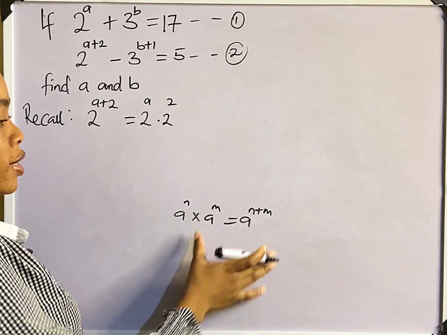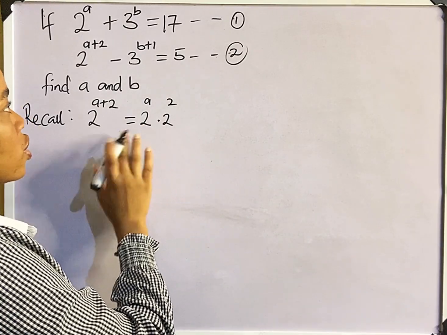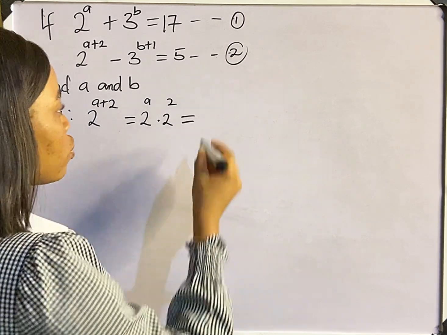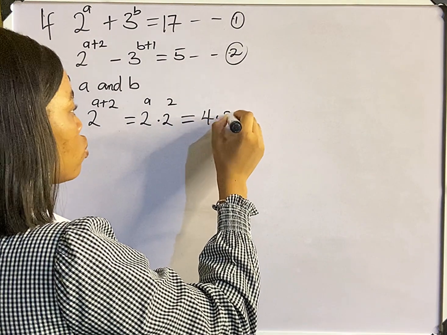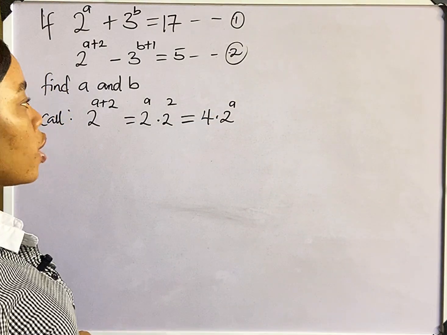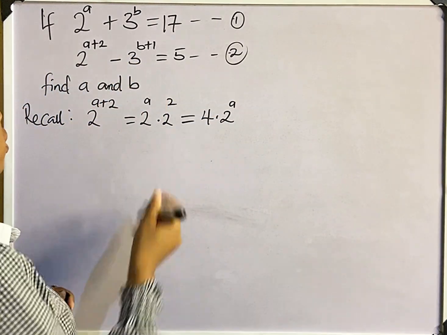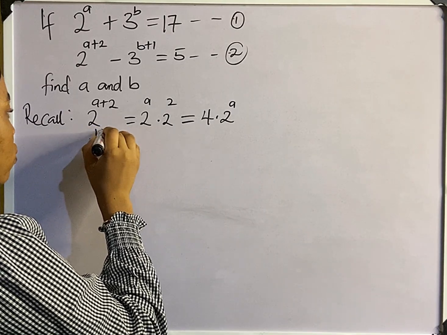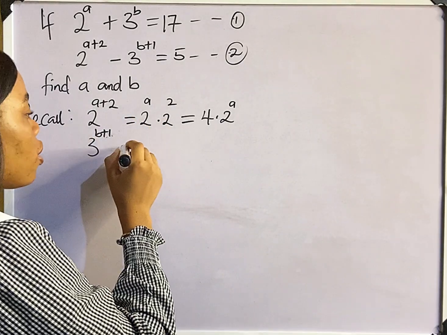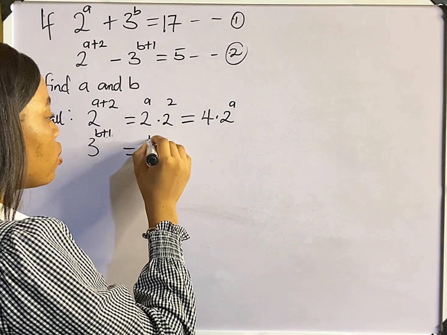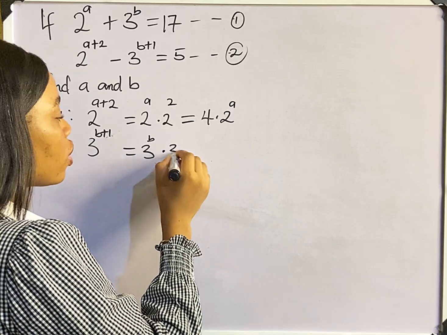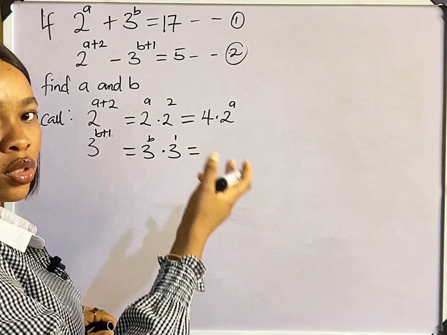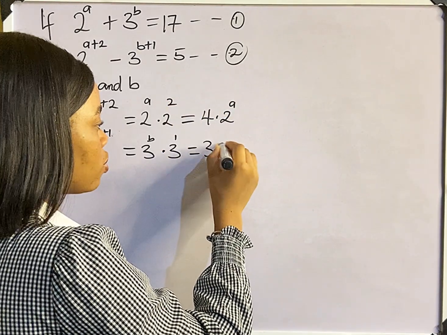So this applies here. So this can be written as this, and this is equal to, now what's 2 raised to the power of 2? That's 4. So I'm going to write this as 4 times 2 raised to the power of a. Now I'll simplify 3 raised to the power of b plus 1. The same thing goes here. I'll have 3 raised to the power of b times 3 raised to the power of 1. Now 3 raised to the power of 1 is 3, so that's 3 times 3 raised to the power of b.